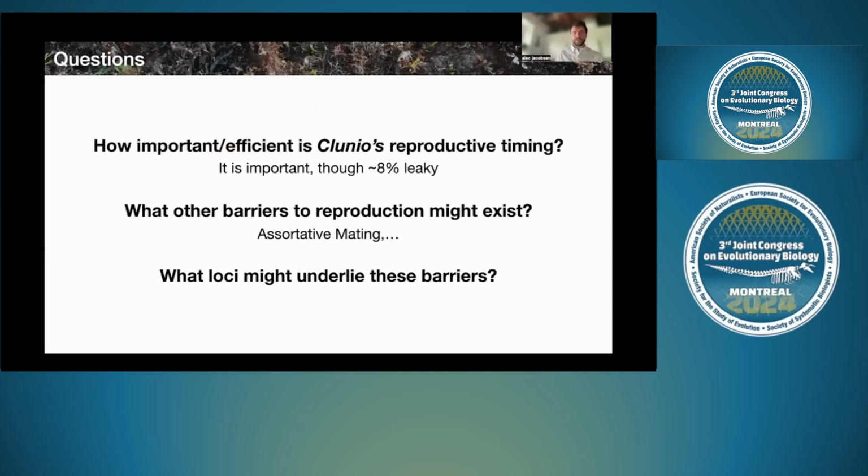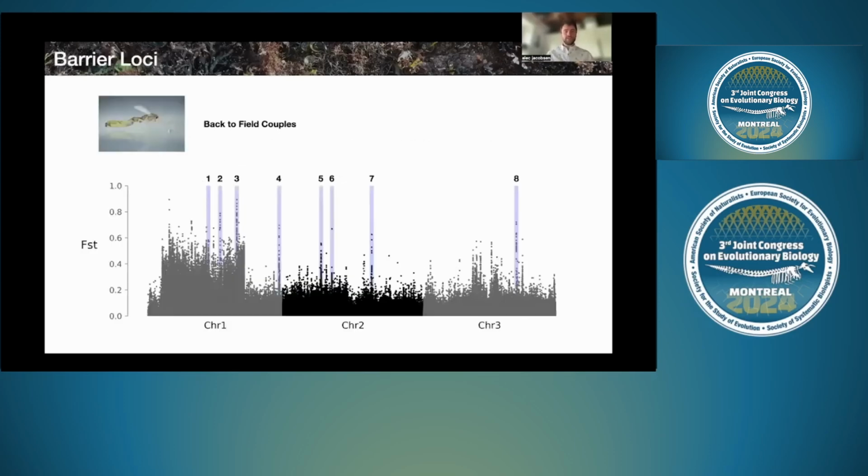So going back to our questions, what other barriers to reproduction might exist? Well, we found assortative mating. So what loci might underlie these barriers? To do this, we're going back to the field couples. What we genotyped to get our genotype assay working were these highly diverged regions. These regions are diverged in theory because they are resistant to gene flow, which would suggest that there is some sort of reproductive barrier locus there. So from the perspective that these are barrier loci, we can ask which loci are associated with which barrier.